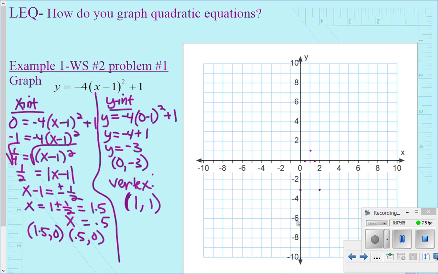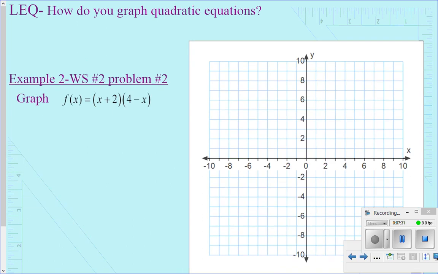So now we have a perfectly symmetrical parabola, and we can go ahead and graph it from there. On your graph, you should label the vertex (1, 1), the intercepts (1.5, 0) and (0.5, 0), and the y-intercept (0, -3). And that's the graph. Okay.